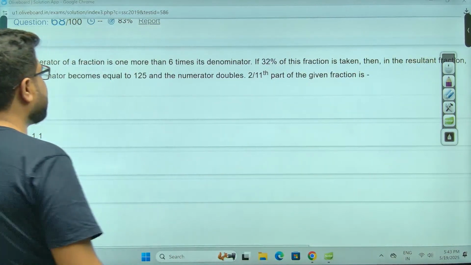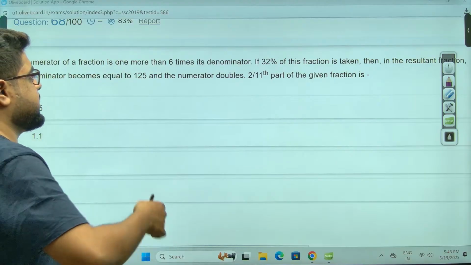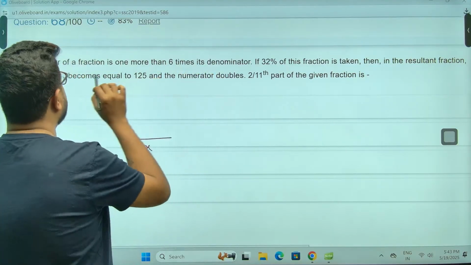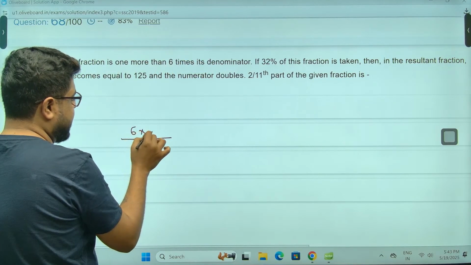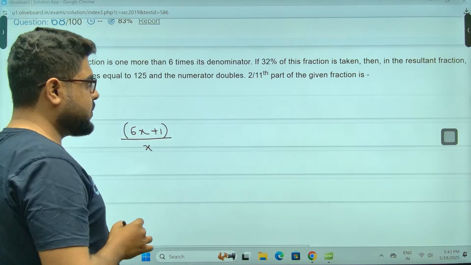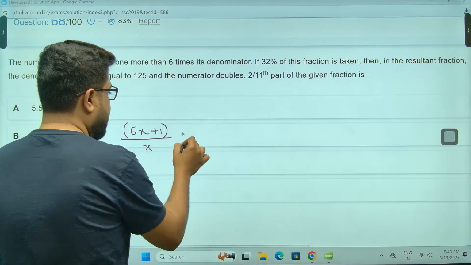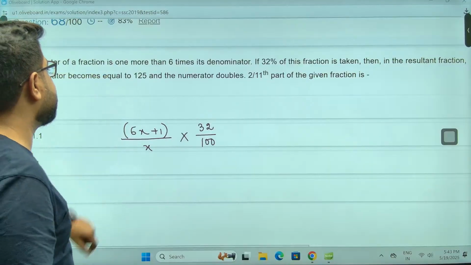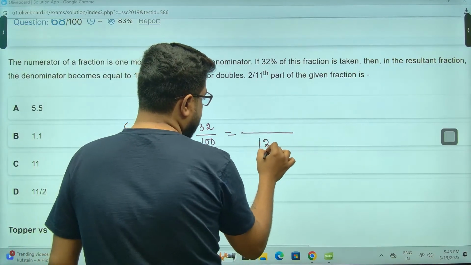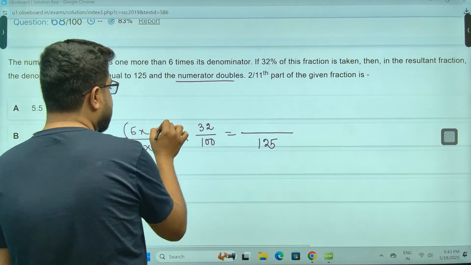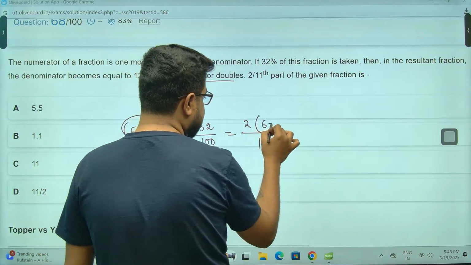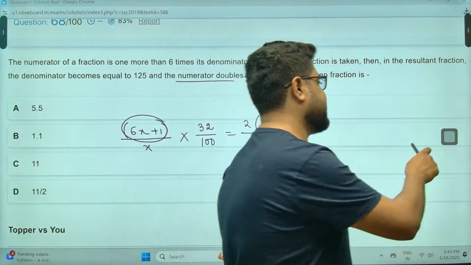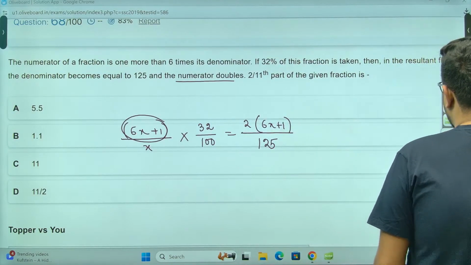Next one. The numerator of a fraction is 1 more than 6 times the denominator. If the denominator is x, the numerator is 1 more than 6 times, so 6x plus 1. If 32% of this is taken, 32 by 100, the resultant fraction has denominator equal to 125 and the numerator doubles, so 2 into (6x plus 1), is 2 by 11 part of the given fraction. So I need to figure out the value of x.